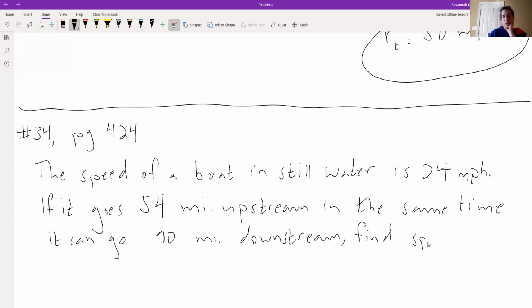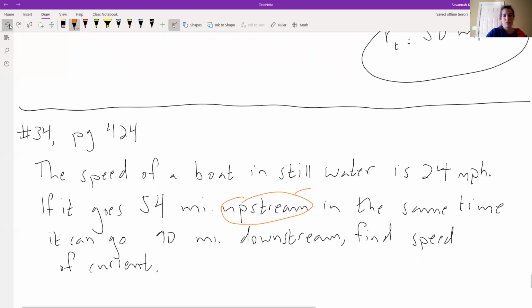So I wanted to do this problem. It's a classic distance equals rate times time problem. Notice that we only have one boat. This isn't like the last problem where we had a plane and a truck. We only have one boat. But it talks about what happens when the boat goes upstream versus downstream. Now, upstream, I'm going to rephrase that as not with, against the current.